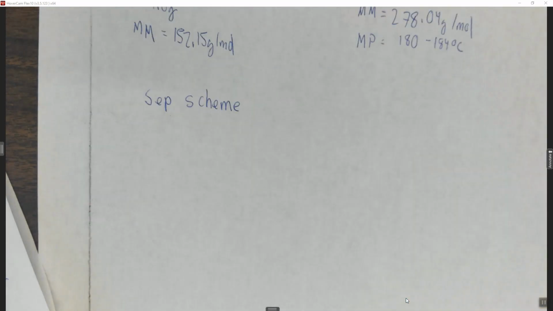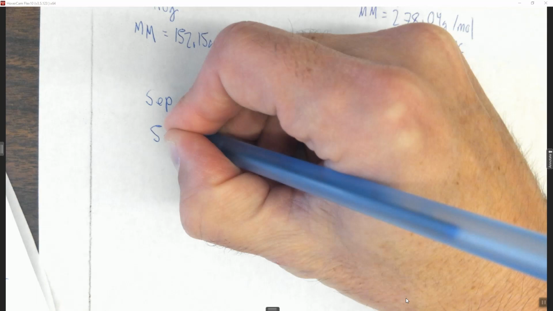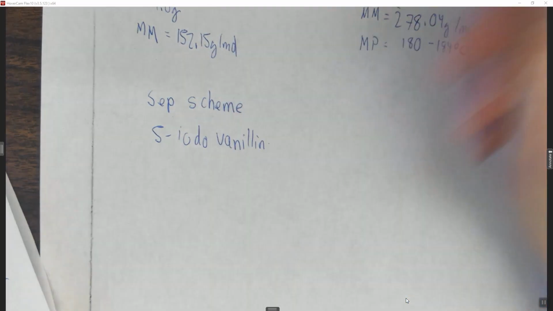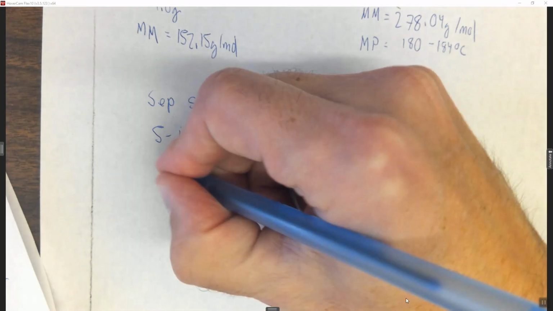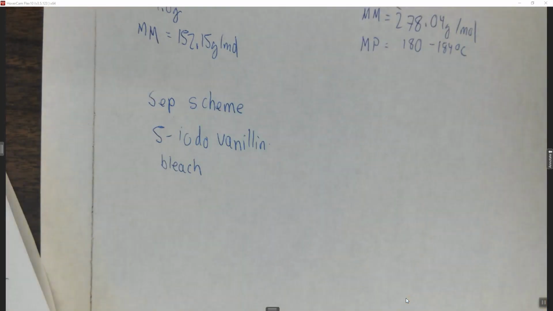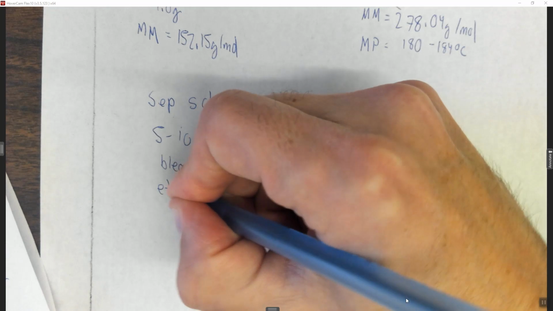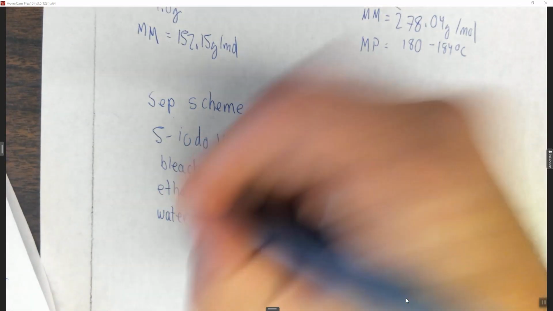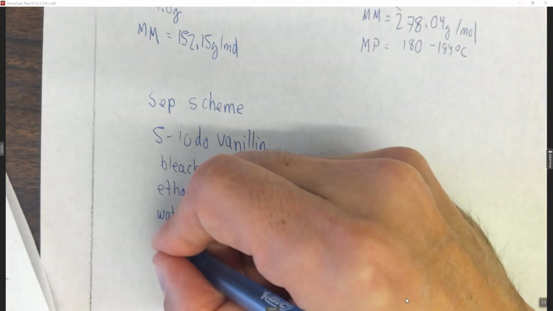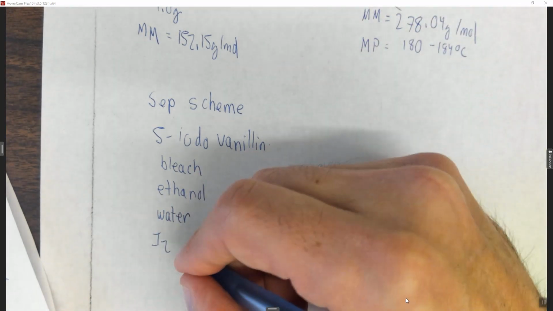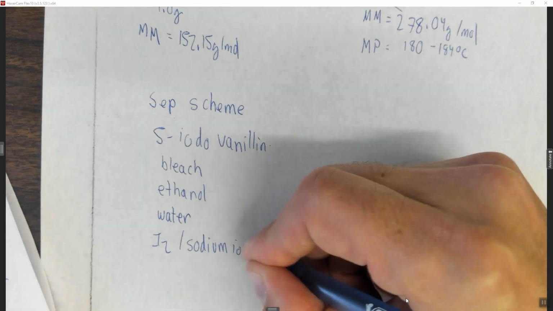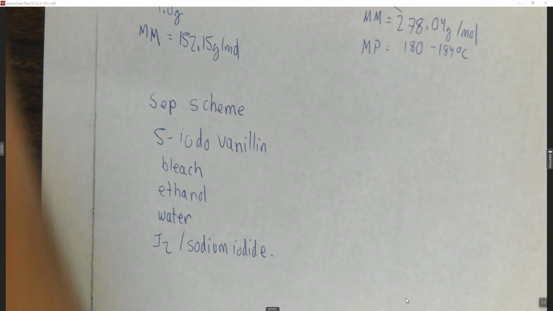So the separation scheme, as you know, begins after the reaction ends. So we should theoretically have our 5-iodovanillin present in the solution. We're going to have some bleach that's in there. We're going to have ethanol, because that's what we used as our solvent to make this reaction work. We're going to have some water in there, and we're going to have some I2/sodium iodide, some form of iodine in there as well.